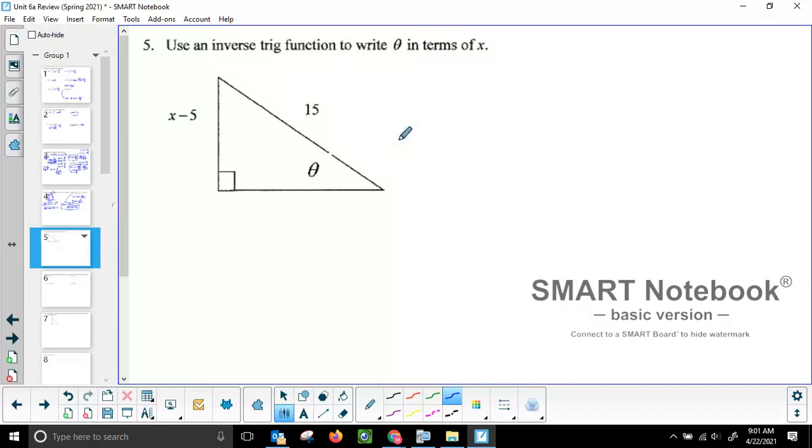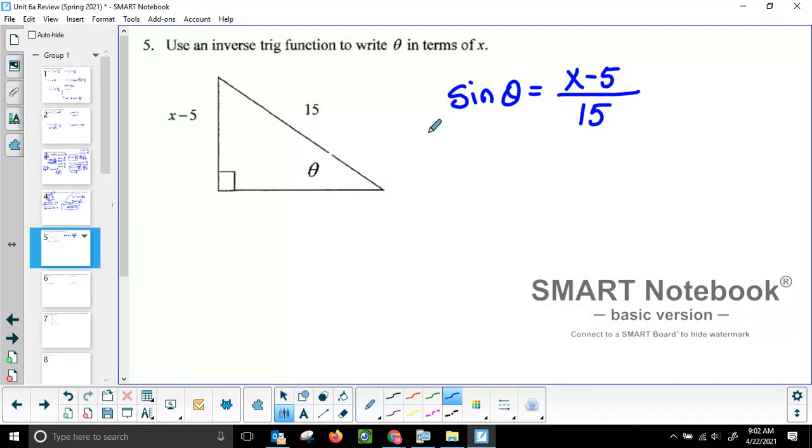Well, we know that we're dealing with this angle. I have an expression for this side and the hypotenuse. From this angle, what is this piece in terms of SOHCAHTOA? Opposite. And what is this piece? Hypotenuse. Which trig function deals with opposite and hypotenuse? Sine. So sine of theta is equal to the opposite, which is x minus 5, over the hypotenuse, which is 15.